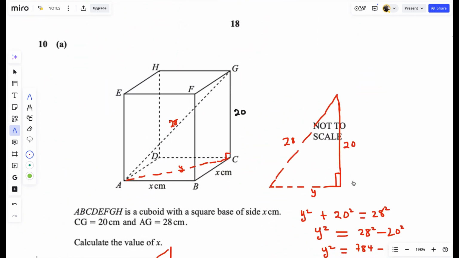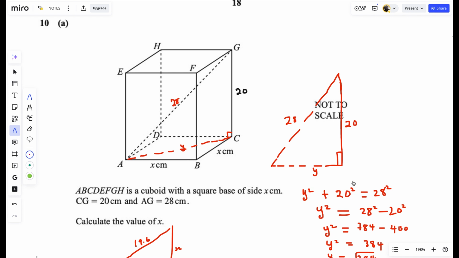Now we go to question 10. Question 10 is mensuration. The mensuration question they brought on this paper, May/June 2023, paper 4-2, was a cuboid. You can see the base. It says A, B, C, D, E, F, G, H.